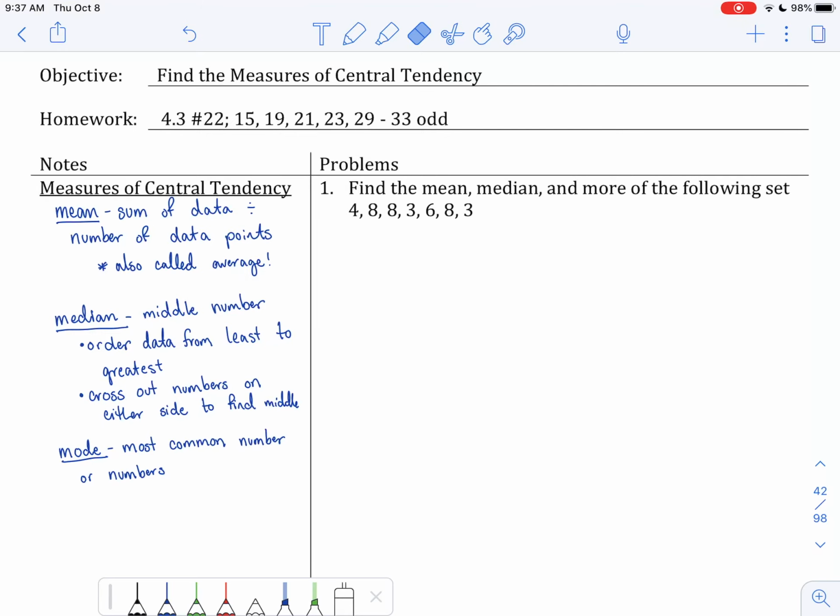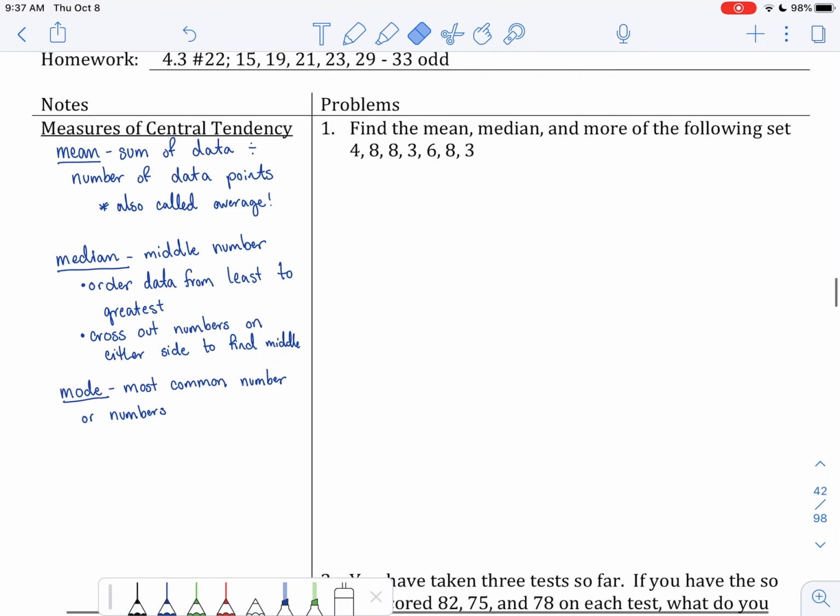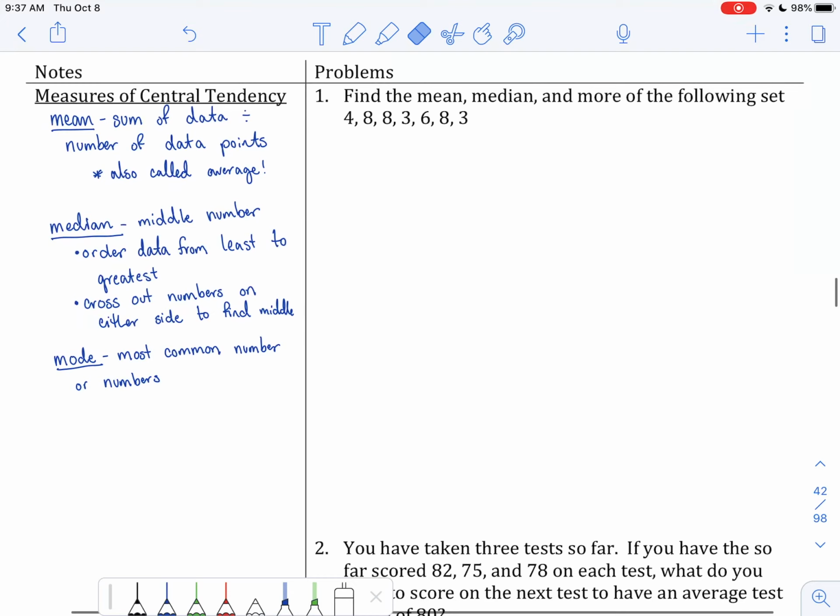Now, here we're going to start off with our first data set. It says find the median, mean, and mode. Oh my goodness, look at that typo. Mode of the following set: 4, 8, 8, 3, 6, 8, 3.